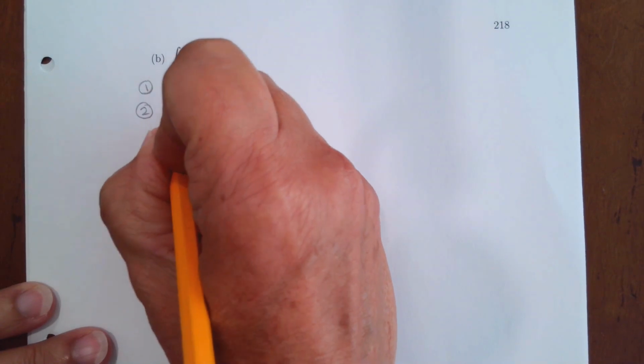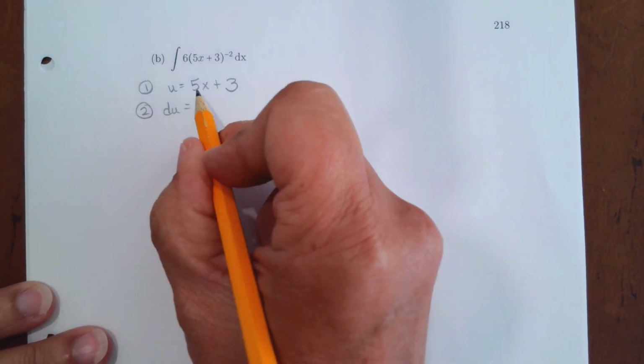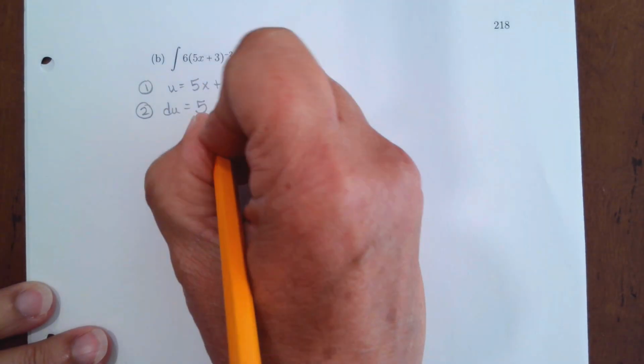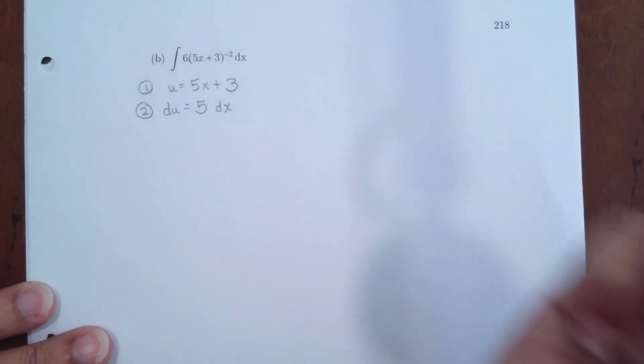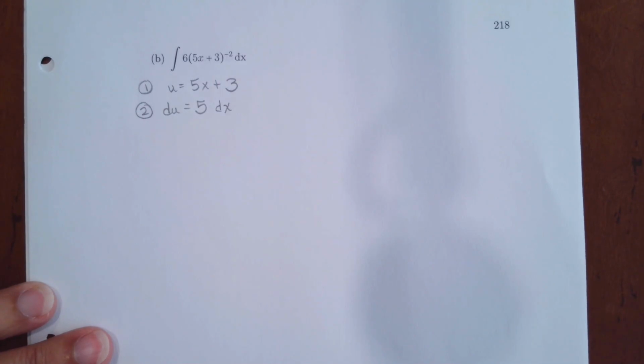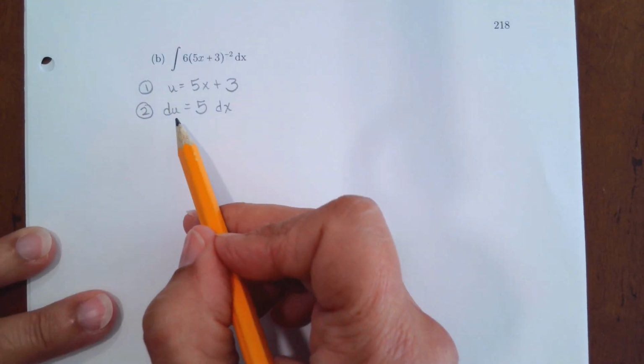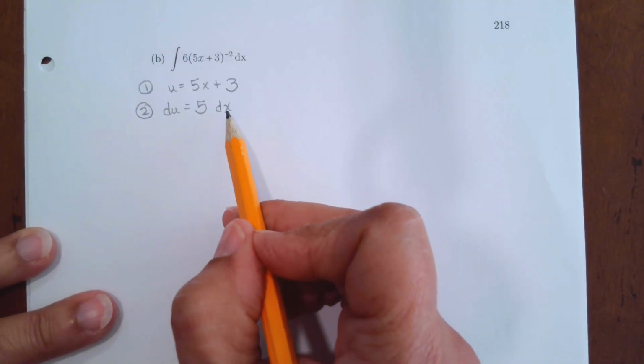So the derivative of u is 1 du. The derivative of 5x is 5. Derivative of 3 is 0. And then times dx. Now let's look at the problem, because here's where that constant comes into play. We're saying that du is 5 dx.